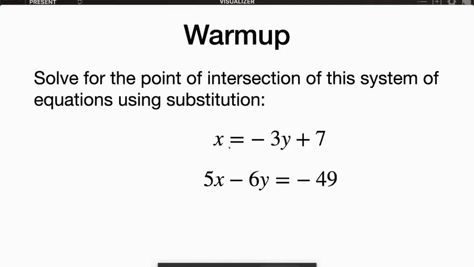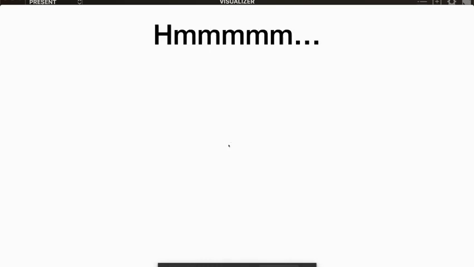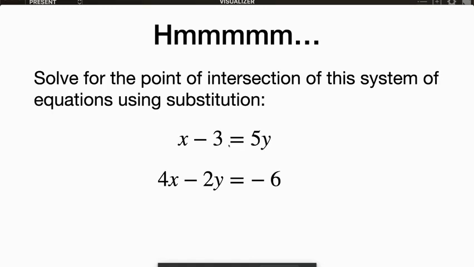So one more time, remember the key to substitution is that one of the equations is equal to a variable. So what happens if that isn't the case? Same question, solve for the point of intersection. But notice how this equation is not a variable equals something, and neither is this one. So as it stands, we can't actually substitute here. But it turns out we have a strategy that will allow us to transform this into something we can substitute with. And what that's going to come down to is rearranging equations.